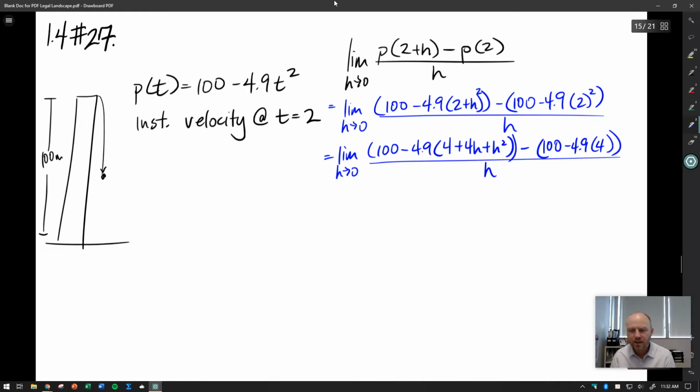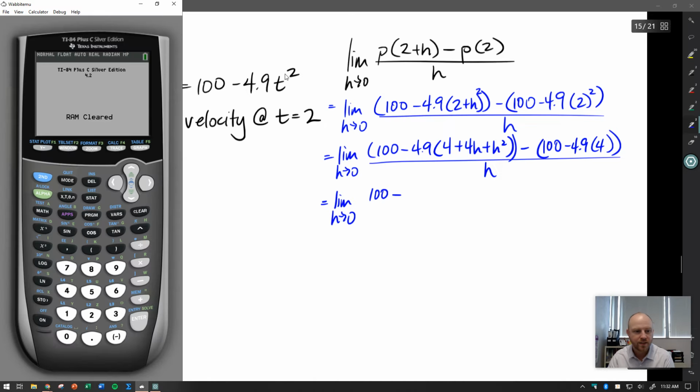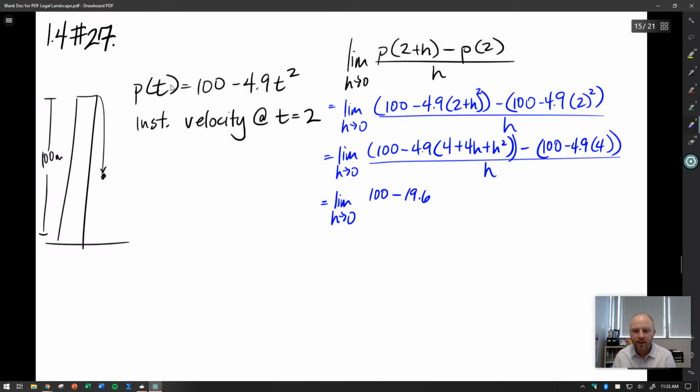Okay, so that should be the most ugly looking line of work, and now things start to get cleaned up. So let's see. We've got 100. We're going to subtract 4.9 times 4. It's probably about time I get a calculator out to do some of these things. So 4.9 times 4 is 19.6. And then that would be minus 19.6h, and that would be minus 4.9h squared.